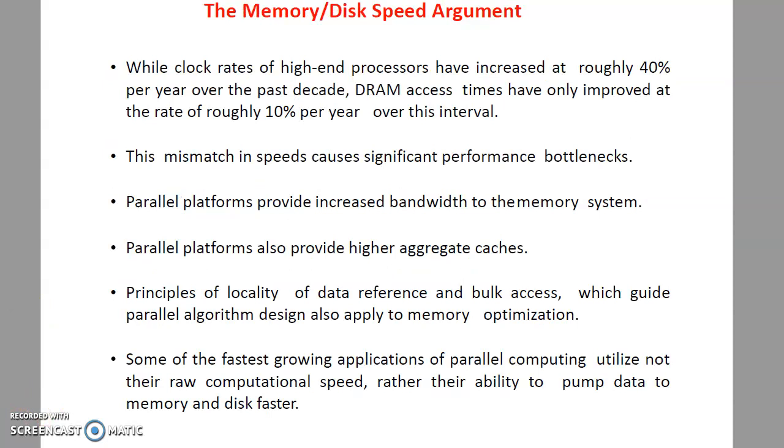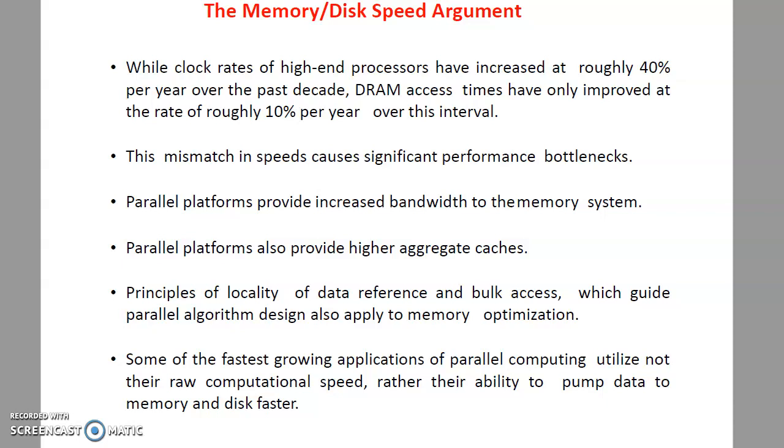The next was the memory disk speed argument. While the clock rates of high-end processors have increased at roughly 40% per year over the past decade, DRAM access times have only improved at a rate of roughly 10% per year over this interval. So the processor speeds were increasing by 40% per year, but the memory speed was increasing only 10% per year. So you can easily see that the processor was becoming faster and faster, but memory was not becoming that fast as compared to the processor. Memory was slower than the processor.